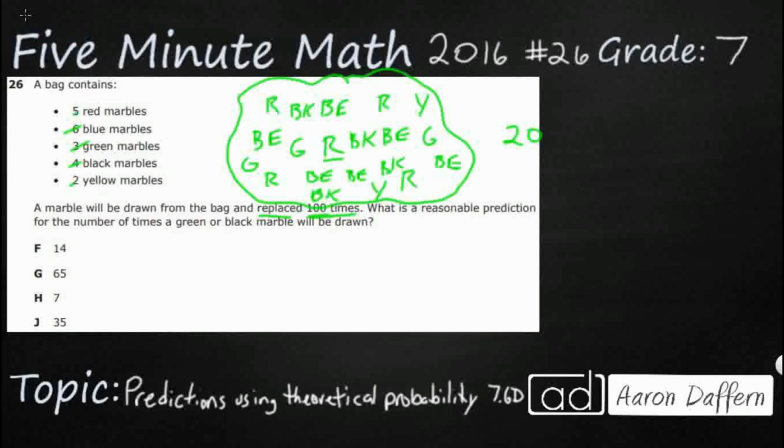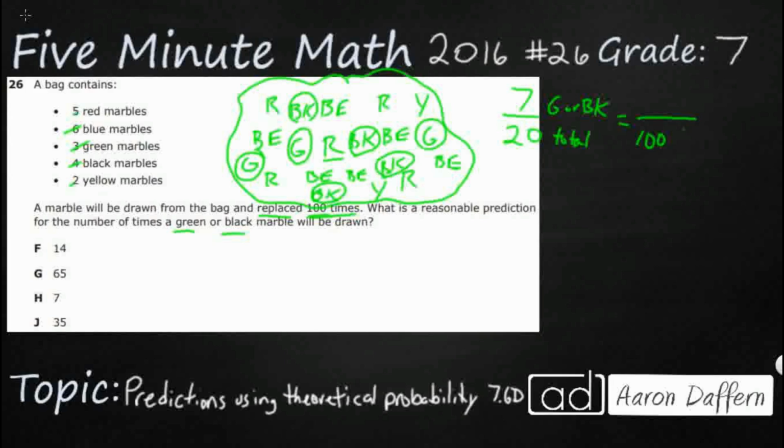Now I'm looking for green or black. So I've got 1, 2, 3 green. And then black, I've got 1, 2, 3, 4. So I've got a total of 7, let's see, 7 either green or black. Now, if I were to draw 100, notice we're building a proportion here.